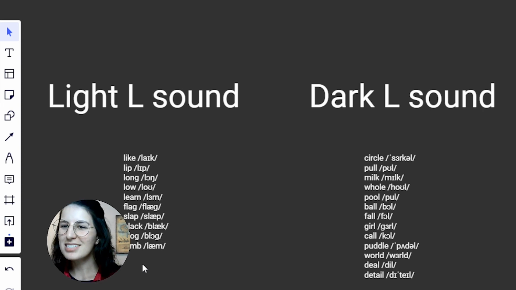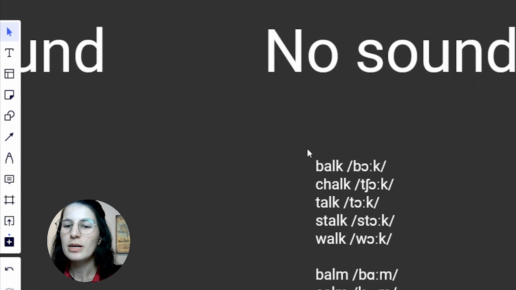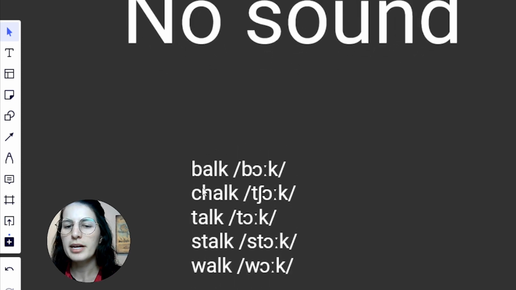Now, let's talk about the last important part of the letter L, which is when we don't say anything, when we don't pronounce the letter L. So here it is. We have some examples, some instances when there is just no sound for the letter L. Here is a group of words where we don't really say, as you can see in the IPA representation, there's no L. Nothing here says we have an L. Let's check it out. Balk, chalk, talk, stalk, walk. Do you see the difference, guys? Can you see a pattern?